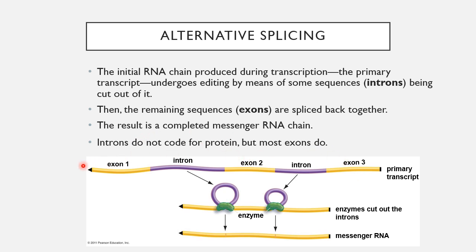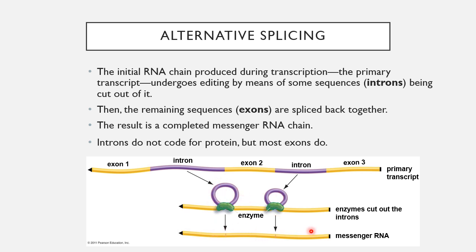So this initial RNA code, sorry, gets processed, and then these introns are cut out. They kind of fold up and are removed, and what you're left with is the remaining segments of the RNA code, and this completed section is the messenger RNA. So introns don't code for proteins, but most exons do code for proteins.